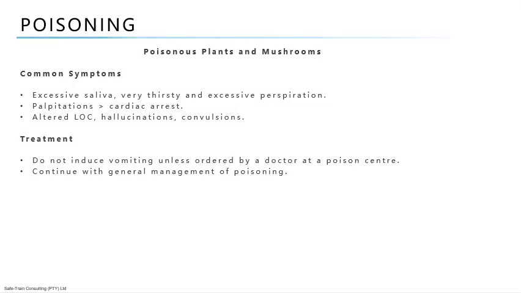Poisonous plants and mushrooms. Common symptoms: excessive saliva, very thirsty and excessive perspiration. Palpitations or cardiac arrest. Altered level of consciousness, hallucinations, convulsions. Treatment. Do not induce vomiting, unless ordered by a doctor at a poison center. Continue with general management of poisoning.